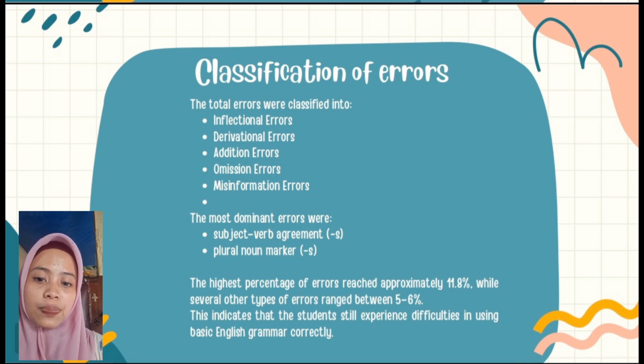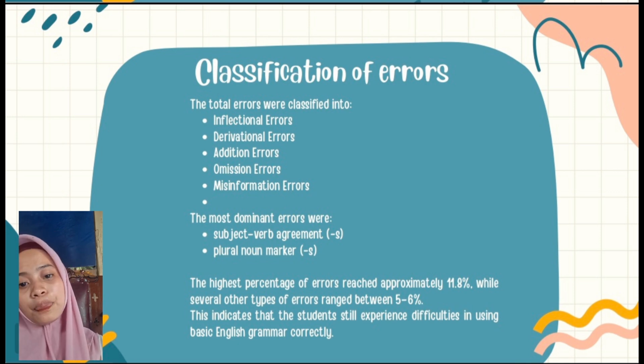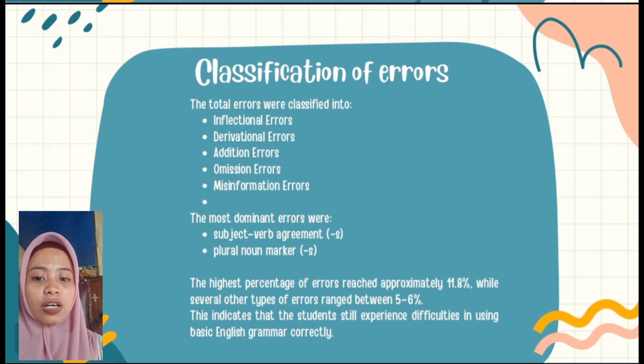Classification of errors. The errors were classified into several categories, namely inflectional errors, derivational errors, addition errors, omission errors, misinformation errors. The most dominant errors were subject-verb agreement, plural noun markers. The highest percentage of errors reached approximately 11.8%, while several other types of errors range between 5 to 6%. This indicates that students still experience difficulties in using basic English grammar correctly.